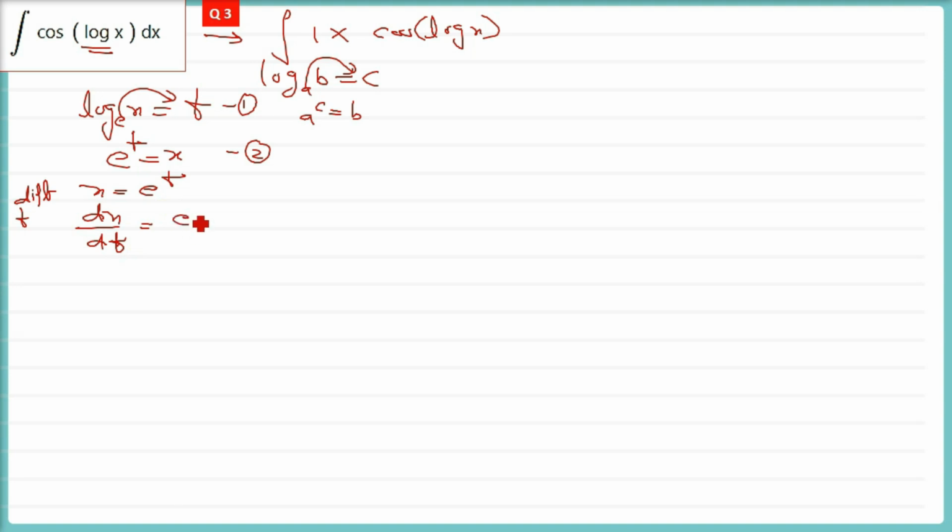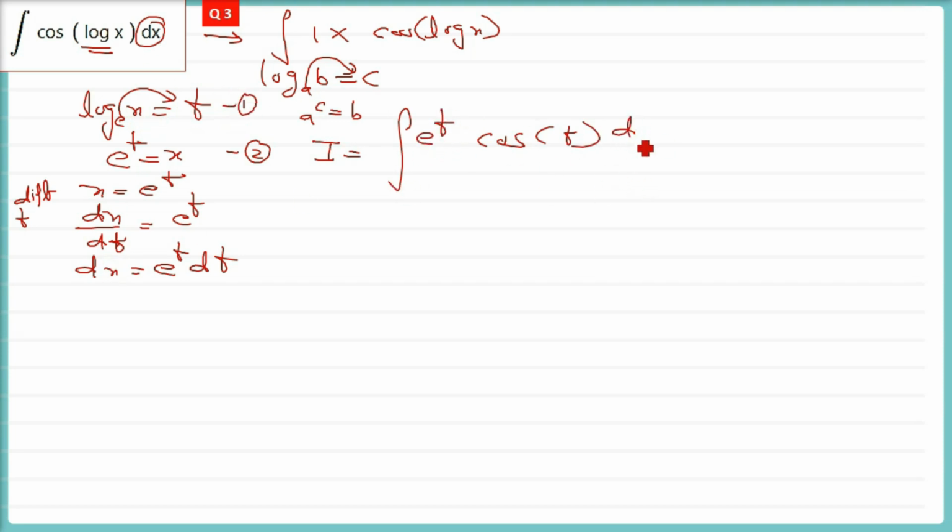So dx by dt will be equal to e raised t, dx will be equal to e raised t dt. Now this dx, you have to substitute this because everything you have taken in the form of t. So now this equation will be transformed after all this substitution. I will be equal to integration of cos log x. In place of log x you can write t. In place of dx, you have to write e raised t dt.